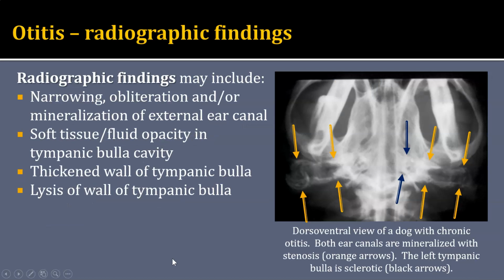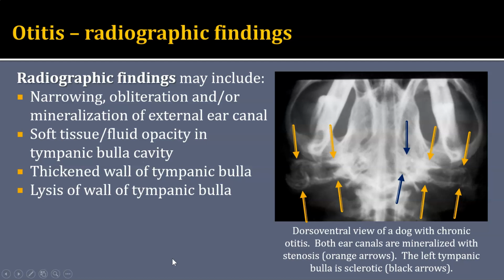This slide depicts and lists the signs of radiographic changes that we might be able to identify. For otitis externa on a radiograph, we're going to look at the horizontal ear canals, and we can assess for narrowing or obliteration, increased soft tissue opacity, and even potentially mineralization in the really chronic otitis externa patients. We'll also want to assess the tympanic bulla and its cavity, and we can look for increased soft tissue or fluid opacity in the bulla.